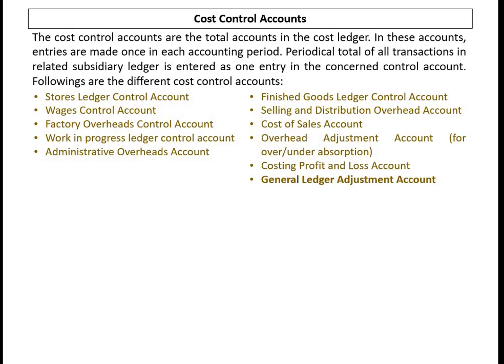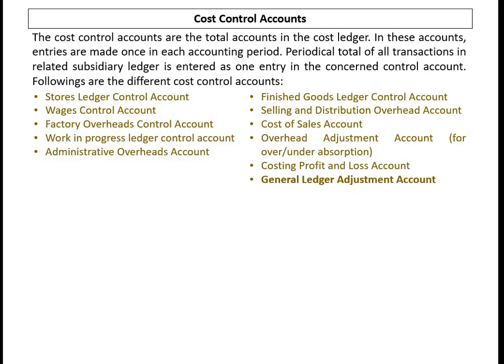Then factory overheads control account includes all your overheads, or you can say indirect material, indirect expenses, indirect wages, whatever the overheads you have charged for the factory. Then work in progress ledger control account, because this is the factory place where you convert all raw material into the finished goods. So it accounts for the entries where the raw material has been shifted to factory, direct material, similarly direct wages, and what are the direct expenses incurred to convert raw material to finished goods.